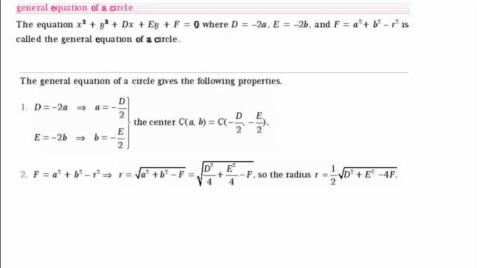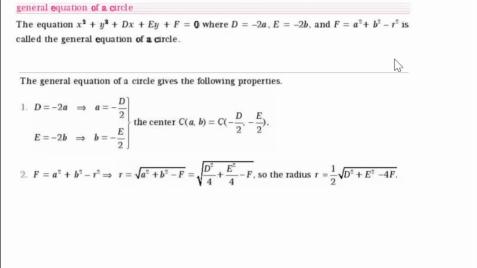So I have here the general equation of a circle. The equation x squared plus y squared plus dx plus ey plus f equals 0, where d equals negative 2a, e equals negative 2b, and f equals a squared plus b squared minus r squared, is called the general equation of a circle. In this formula, we are using the coordinates of the center. I will write here.